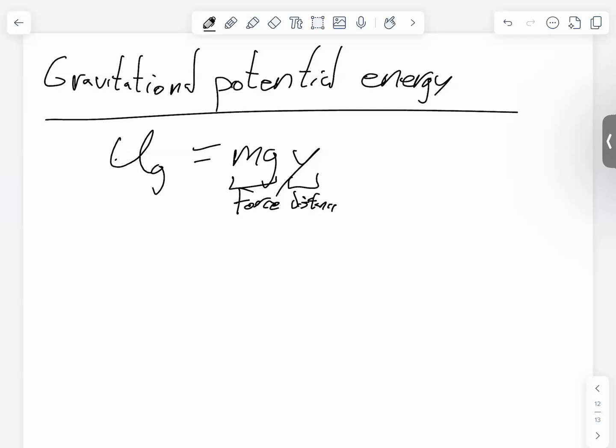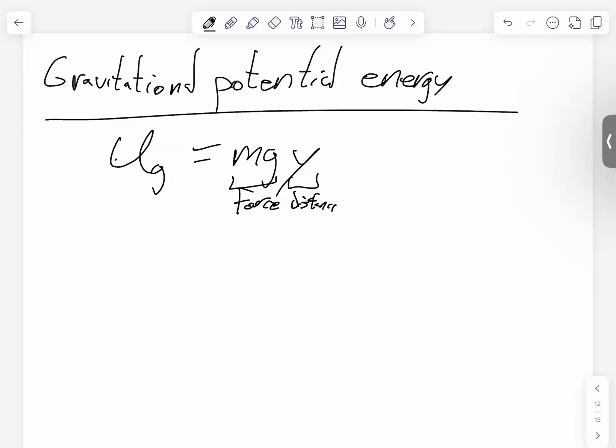Kinetic energy: mass is always positive, v squared is always positive, so kinetic energy is always positive. But it is perfectly legal to get negative potential energy. Ultimately, negative potential energy just says you're below the reference point, below wherever you define y equals 0. That's just your choice as a problem solver.